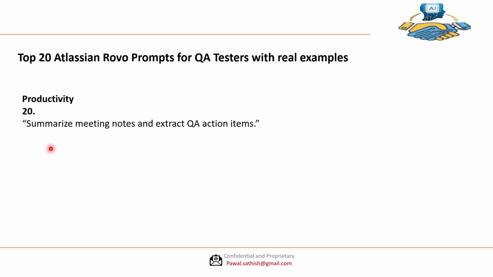And next, if you want to summarize any meeting notes and extract QA action items, we can also ask Rovo. But remember, whatever output Rovo gives, we need to reconfirm it, and after that we need to implement it. So these are the top 20 Atlassian Rovo prompts for QA testers. It's really helpful and it saves a lot of time.